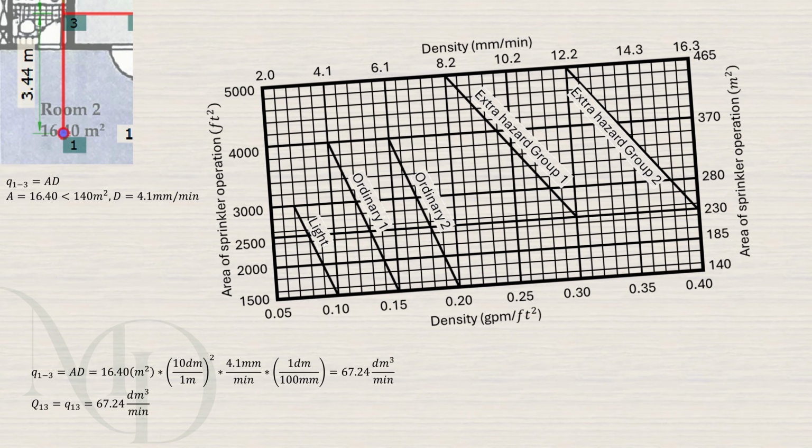With that said, we now compute the discharge requirement using the area density equation. Since the area is in square meters and the density is in millimeter per minute, we have to make sure that the final unit is in cubic decimeter per minute. To do this, we convert the area into square decimeters and convert the 4.1 millimeter into decimeter as well. We do not need to convert the time since it is already in minutes. This conversion is necessary because later computations require that our unit for discharge be in cubic decimeter per minute. After substituting all the values, we get the result for the discharge of sprinkler number 1. Since there are no other connected pipes, sprinklers, or fittings between nodes 3 and 1, we can say that the total discharge for line 1, 2, 3 is the same.